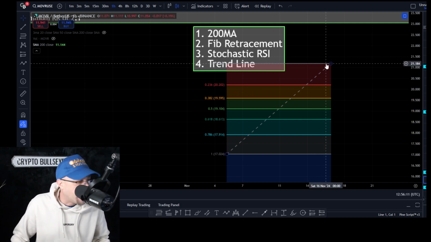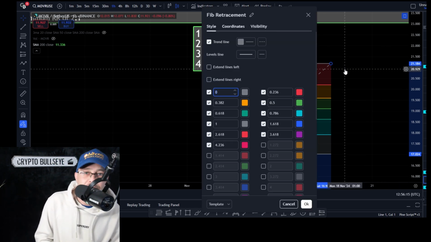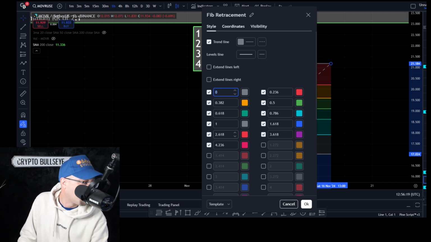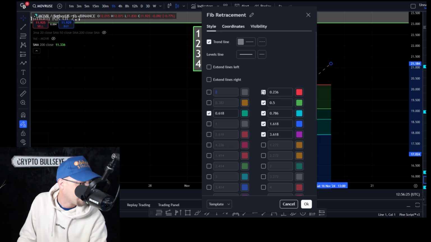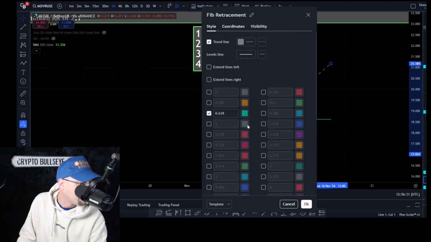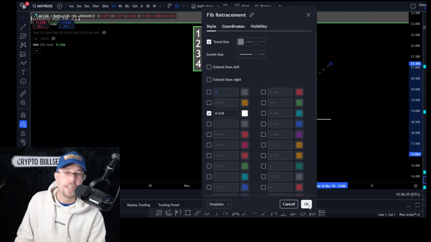So what we're going to do next is double click your Fibonacci, and we're going to simplify this as much as possible. I want you to get rid of everything apart from the 0.618. Get rid of everything. Keep the 618. Get rid of everything else. Nothing else on there now. So we've just got the 618. Make it whatever color you want. Okay, does that look easier now?